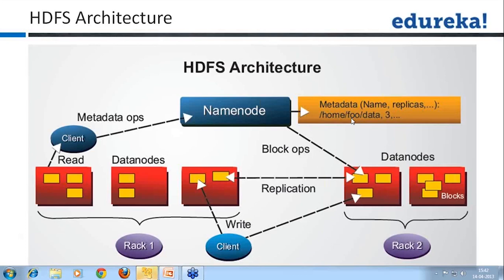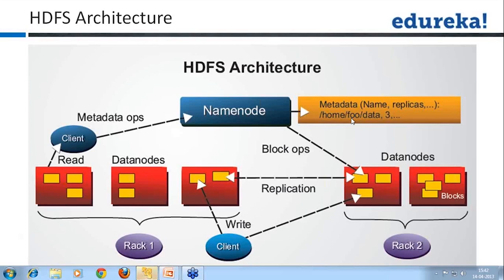Name node, this data is stored in the RAM. Please remember this. It's stored in the RAM. I'll tell you more about it, but for now, let's understand that it's stored in the RAM to have fast access. Okay, and actual data is stored in the data nodes.